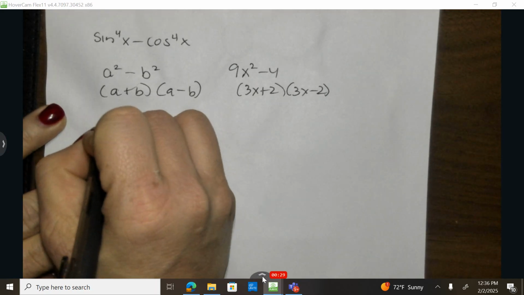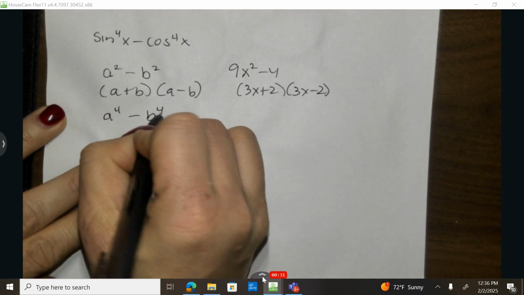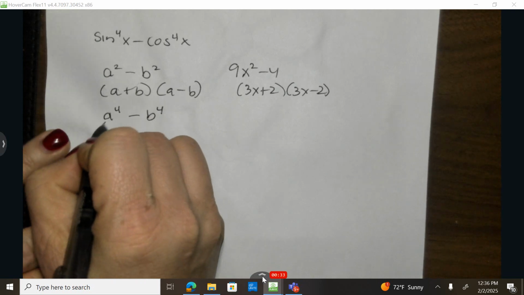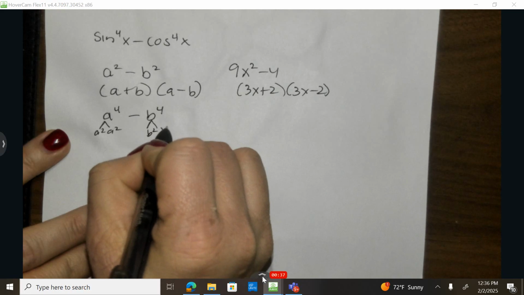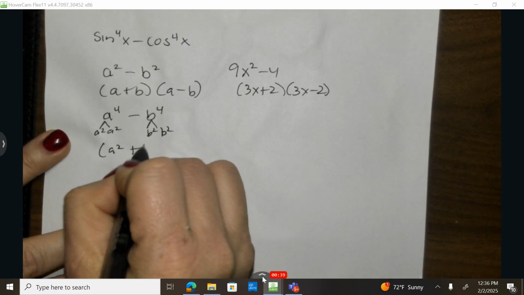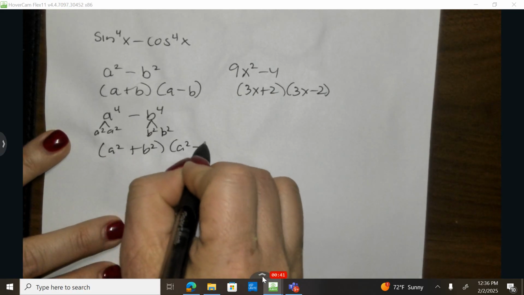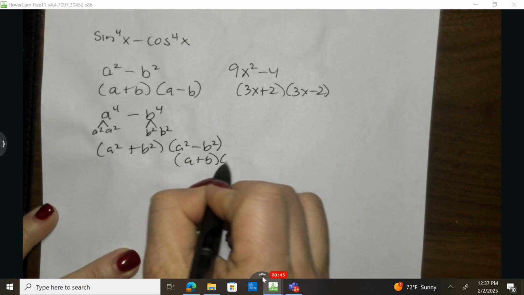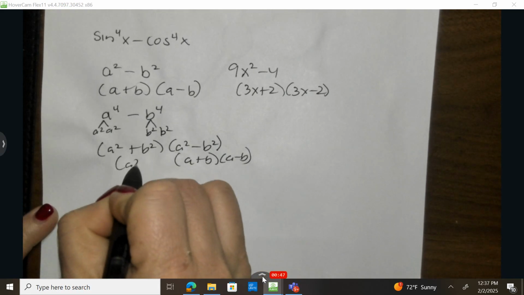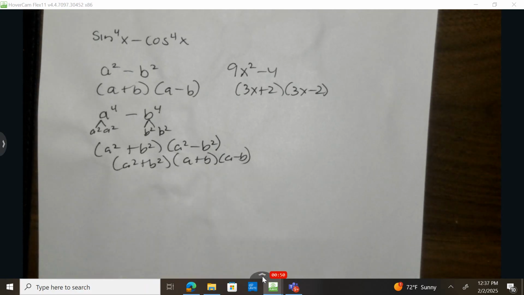Now what if I said a to the fourth minus b to the fourth? That would break into a squared and b squared. So it'd be a squared plus b squared and a squared minus b squared. And then this would still break down to a plus b and a minus b. That's just a little refresher.